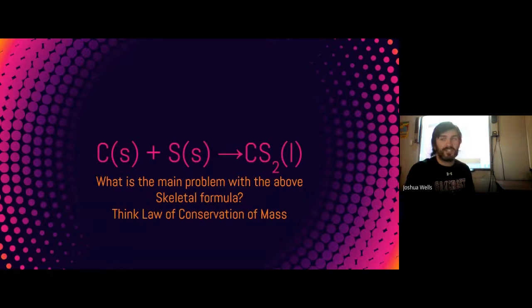Think about the law of conservation of mass. This is really important. Think about how many atoms are present on the reactant side over here and the product side over here. So go ahead, take a minute, think about it, and then we'll come back. So then you can press play again. So you paused. We have reactants and products. We got carbon solid plus sulfur solid yielding or producing carbon sulfide liquid. What is the main problem here?